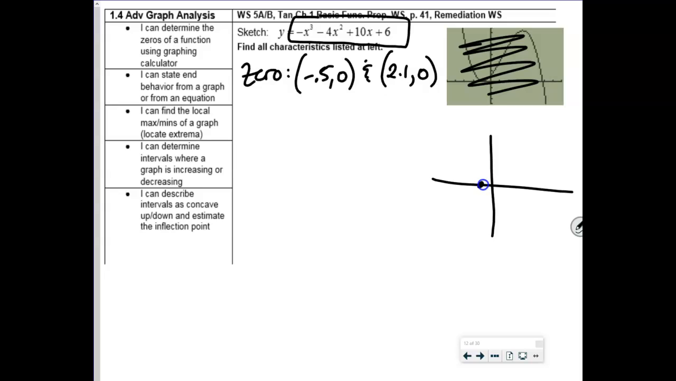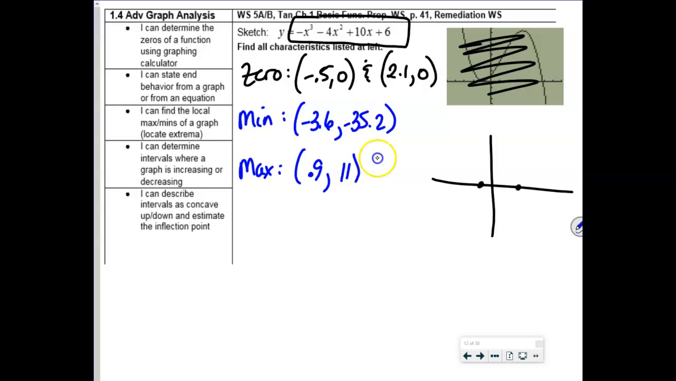So let's pretend it's here and here. And then I will ask you to find your turning points. So there's a minimum and there's a maximum on your graph, which you would find on your calculator, but I'll just go ahead and give them to you. The minimum is at negative 3.6, negative 35.2. That's why the window had to extend down. And then the maximum is at 0.9, 11. So the window had to extend up as well.